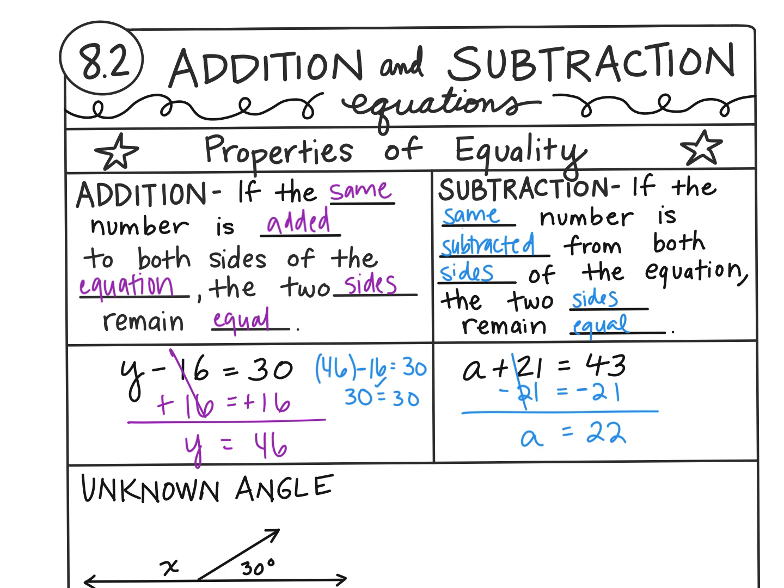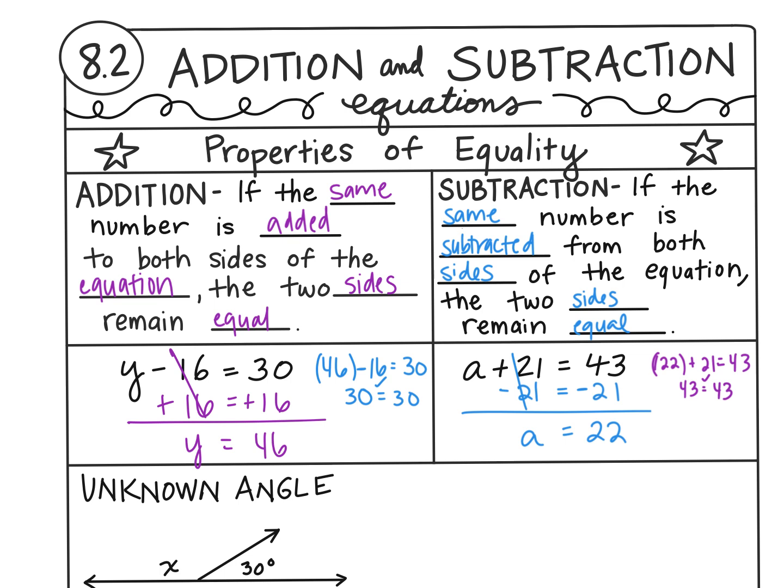A equals 22, well, let me try it. Let me make sure it works. So I'm going to plug in 22 where A is, plus 21, it should equal 43. So 22 plus 21 on the left side equals 43. Does it equal 43? Both sides of the equal sign match? Yes. So I know that A equals 22 is my solution.